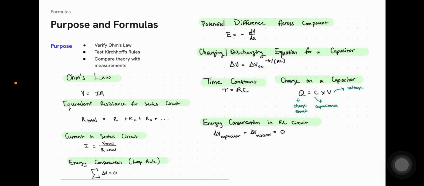The equations shown here were used to predict the circuit's behavior before taking measurements. These relationships allow us to calculate current, resistance, and voltage, so we could compare our predictions with the simulator.